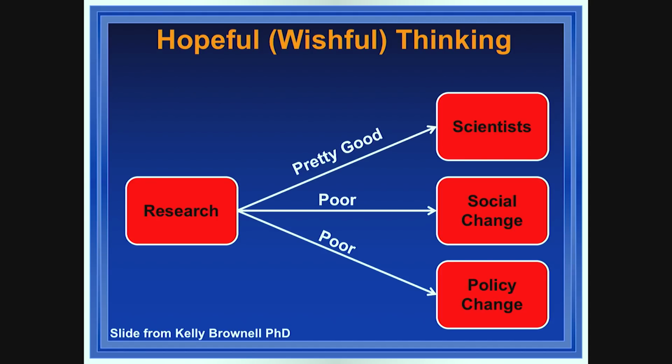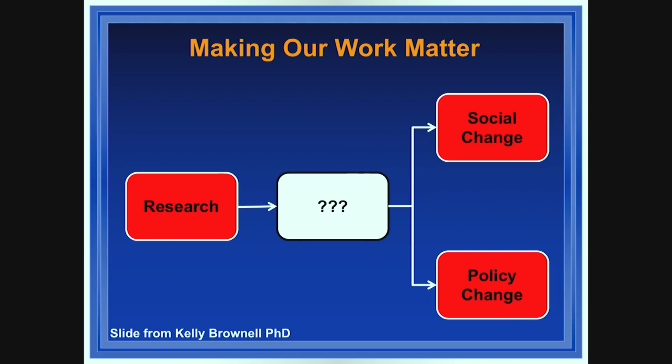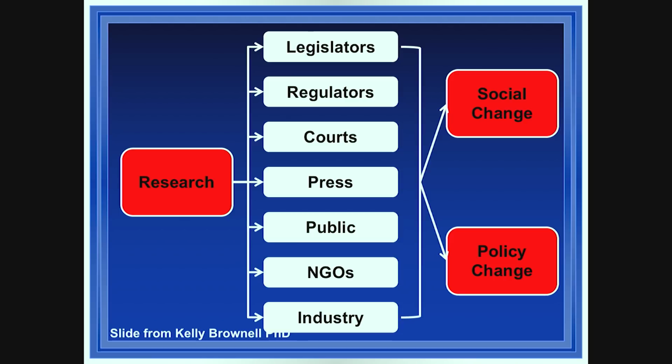In research like this, what we really want to do is create social change and policy change. But none of that publication in peer-reviewed journals that looks so good on my CV makes any difference in the real world to people who are food insecure. So the concept of strategic science asks the question, what would lie between research and social and policy change? How would we get there? What is in that black box? The missing link, according to this concept, is a whole bunch of people that researchers don't traditionally talk to: legislators and regulators and courts and the press and the public and NGOs and industry.